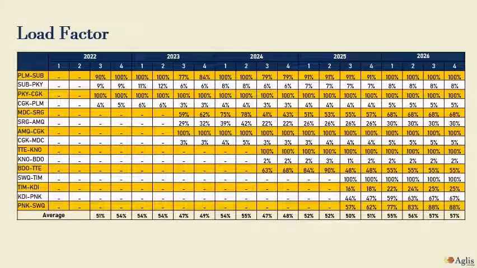This table illustrates the load factor of all our routes. As we can see, there are some routes that carry a full capacity payload, but it is inevitable also to fly with only approximately 10% of load factor. On average, Aglis Air carries around 55% of load capacity.